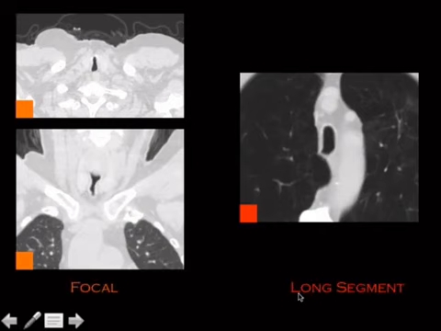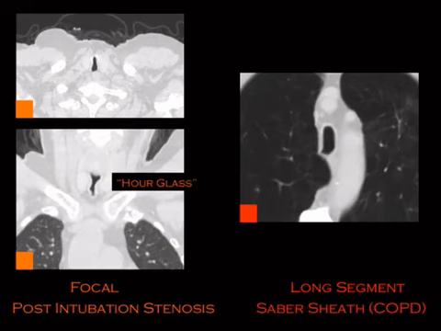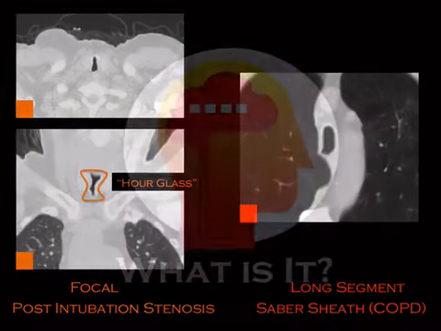And this is a classic appearance for post-intubation stenosis, which is supposed to look like an hourglass. And you can imagine that sort of looks like an hourglass there. Post-intubation stenosis tends to be focal. Saber sheath is a long segment, and this is something that occurs in COPDers.